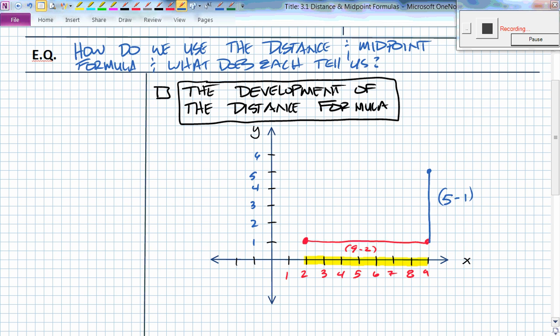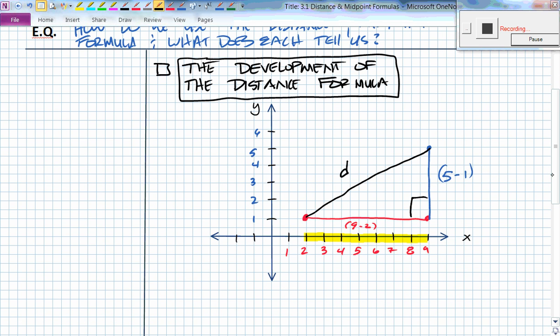Okay, good. Now, if I were to draw, say, in black, the distance from my red point to my blue point, that's the thing I'm looking for, right? That's the distance between the red and the blue points. Does anyone notice what I'm drawing here? I'm drawing a right triangle. And what do we know about right triangles? A squared plus B squared has to equal C squared. Okay, great.